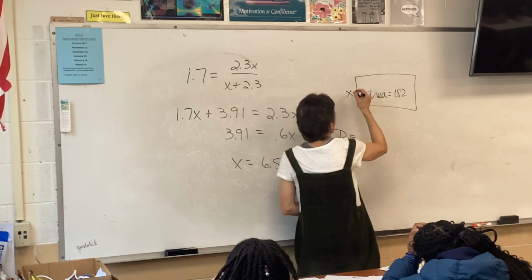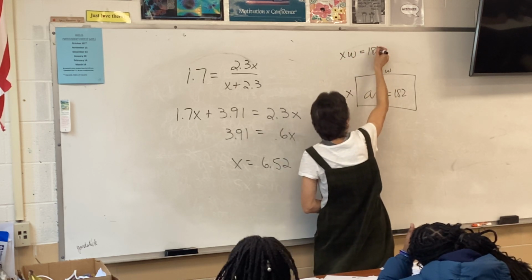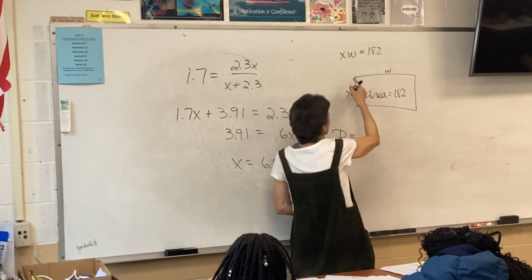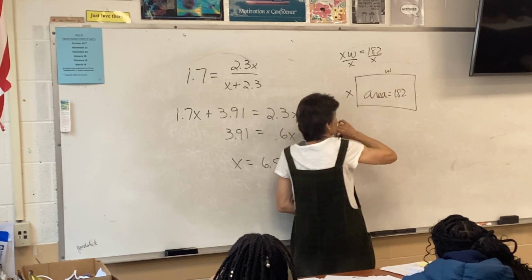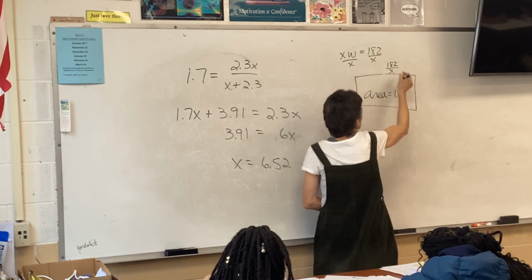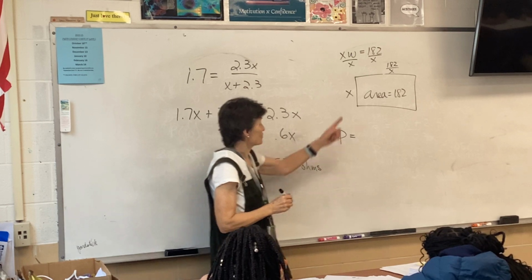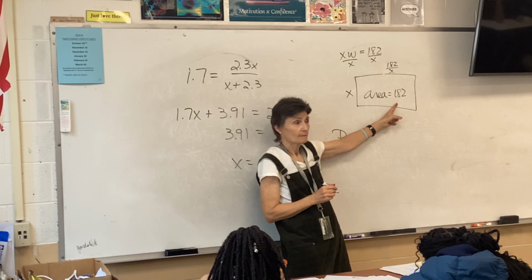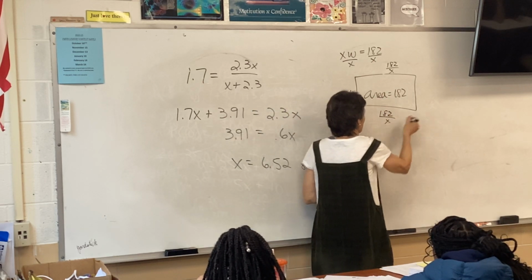Doesn't that mean, let me call that W, doesn't that mean X times W has to be 182? Yep. So what's W? 182 over X. Remember, that's area. So these two times each other have to be 182. And if that's 182 over x, so is this one and this one.